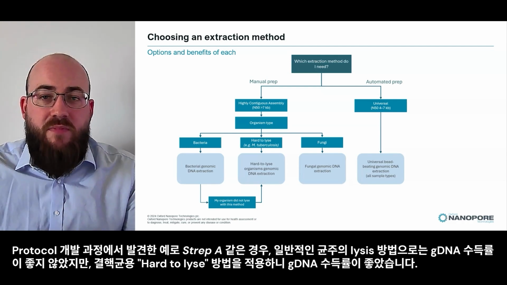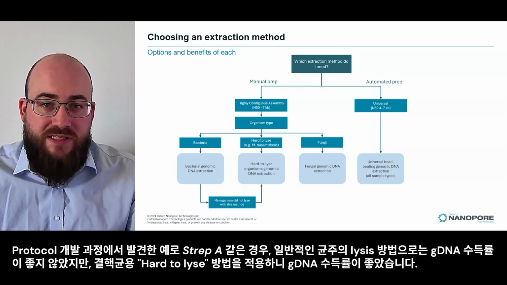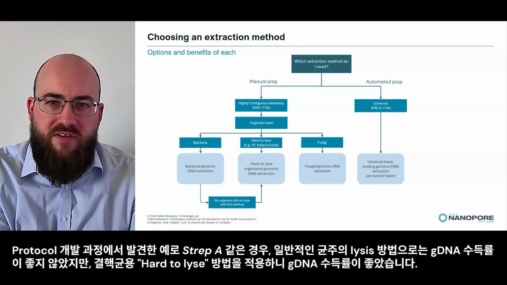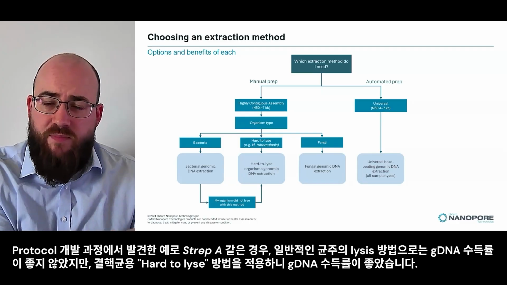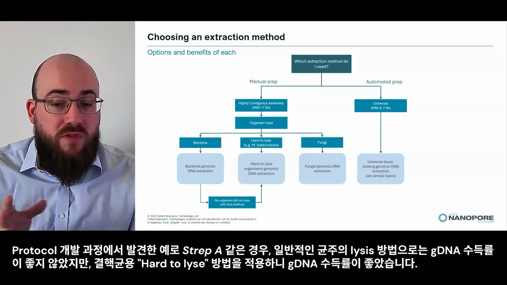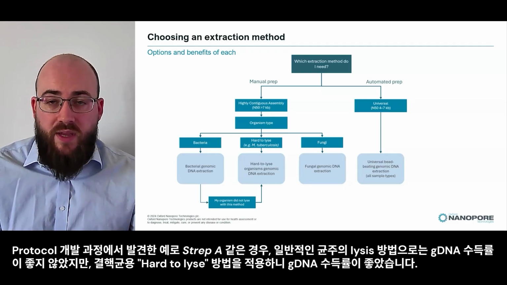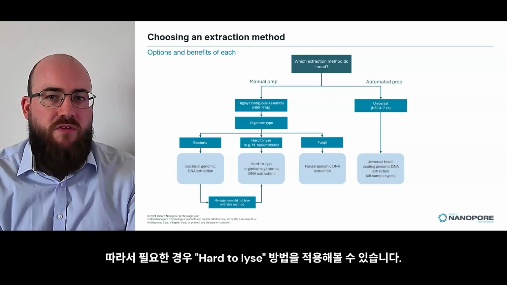We found in development a couple of organisms, Strep A, for example, tough to lyse, wasn't giving us good yields when we put it through the generic bacterial extraction. But when we put it through the tuberculosis hard to lyse one, we were getting good extraction yields. So that's there for you if you need it.